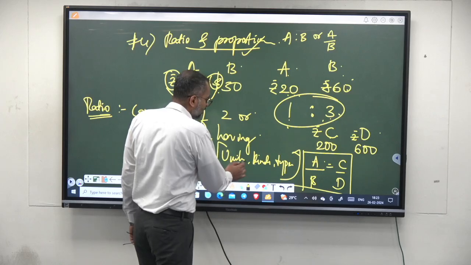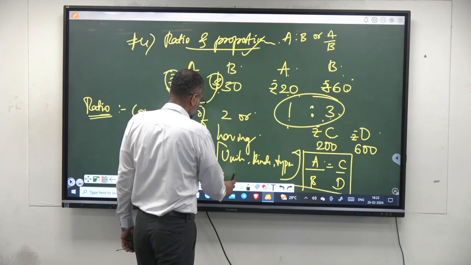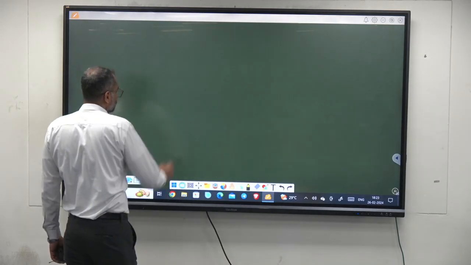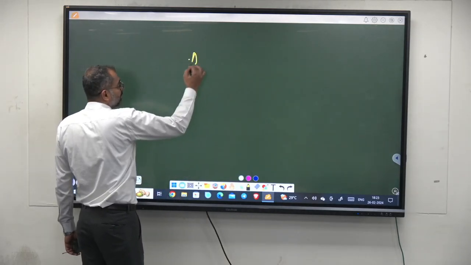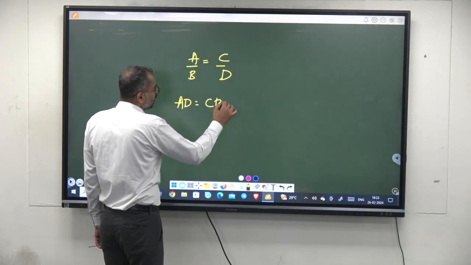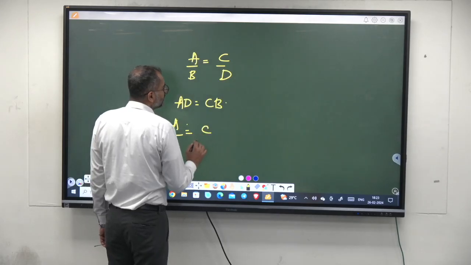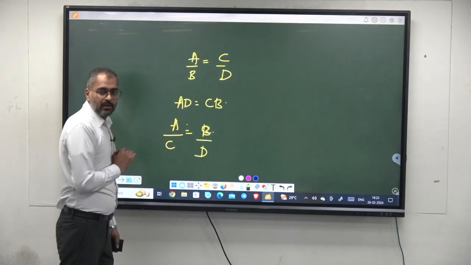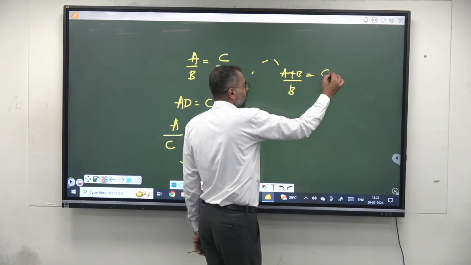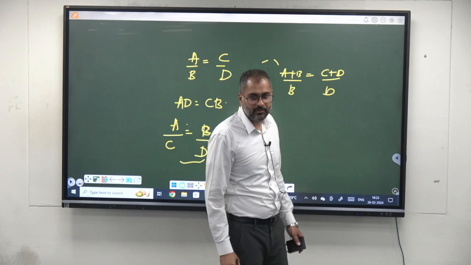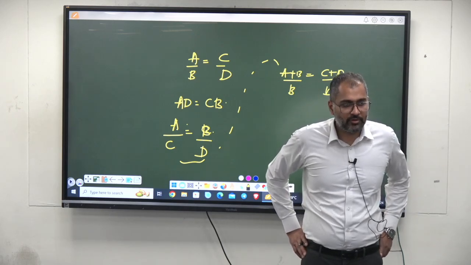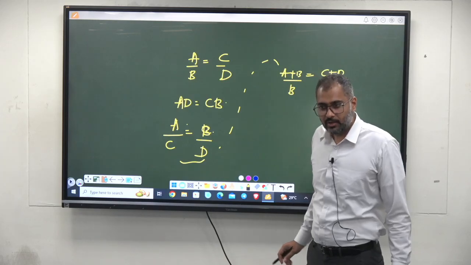When I write in this way, if I write A by B is equal to C by D, I can write AD is equal to CB, A by C is equal to B by D, and so on. A plus B by B is equal to C plus D by D, A minus B by B is equal to C minus D by D. These are all called properties of proportion. Okay, so questions will be on these properties. Any doubt here? We will be doing all these things.